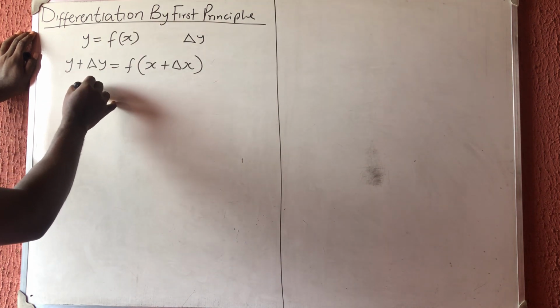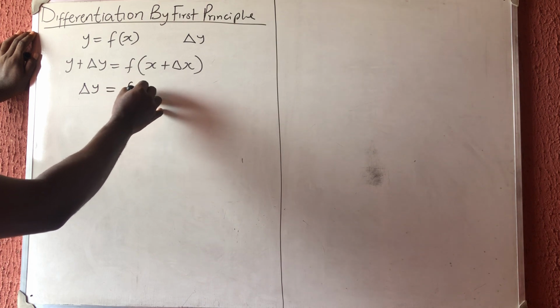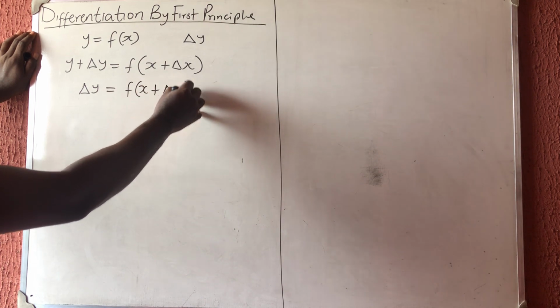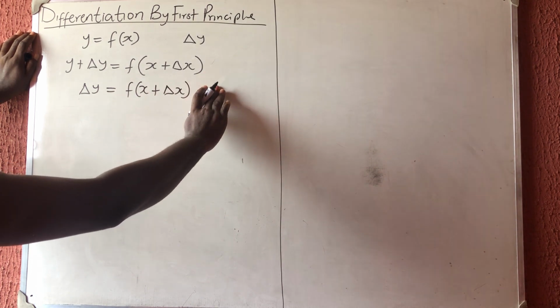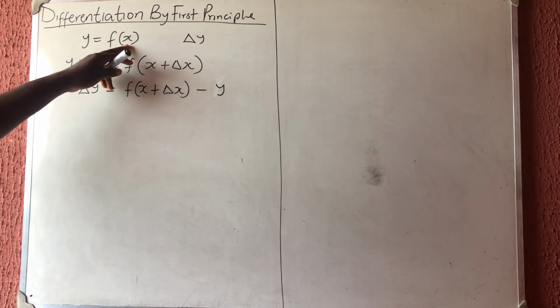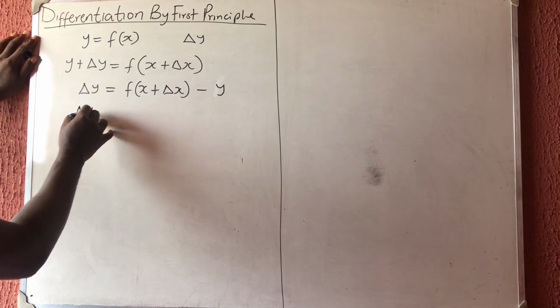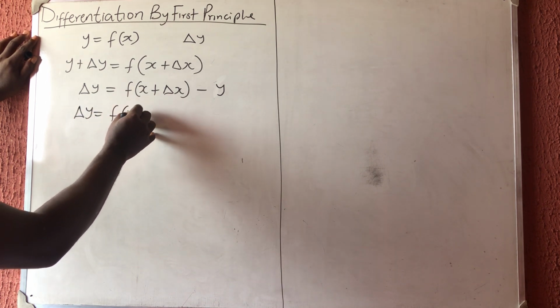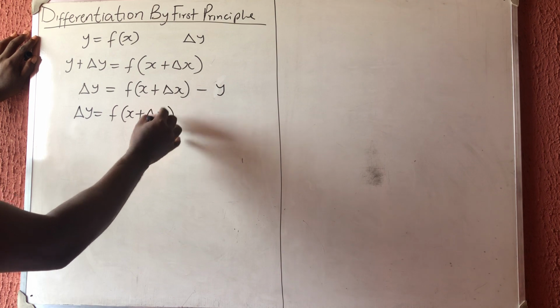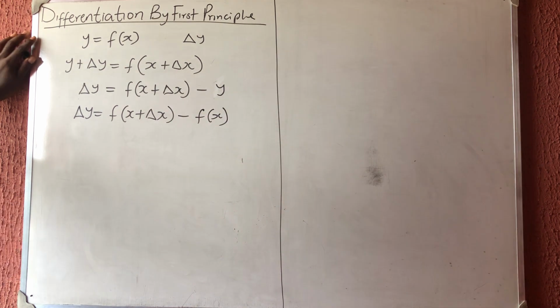So I have that change in y is equal to f of x plus change in x, then minus y. Now the question is, what is y? If you remember from the first listing, your y is f of x. You're going to see that change in y is equal to f of x plus change in x minus f of x.